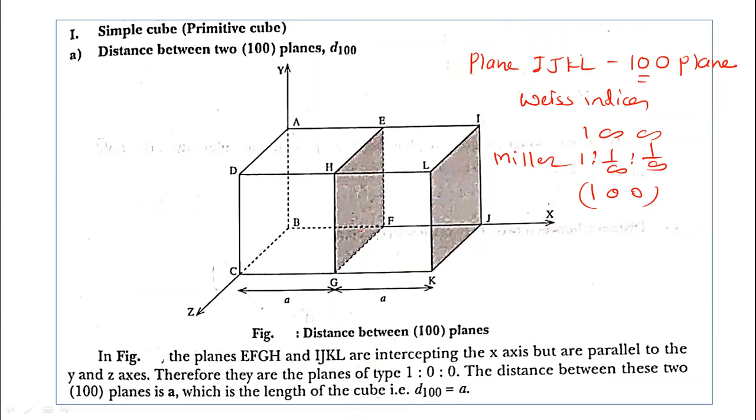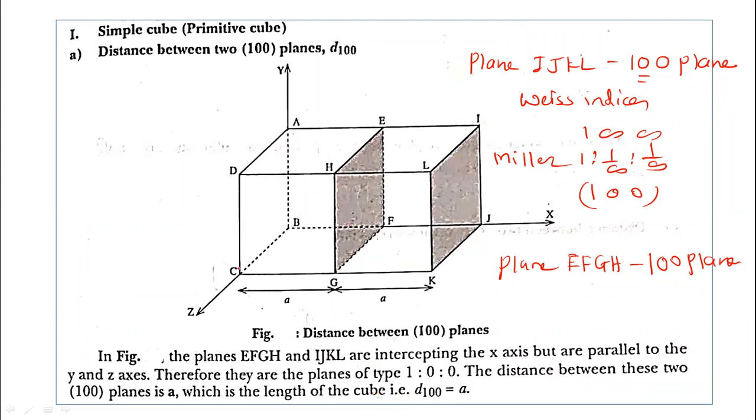Similarly, EFGH is also a 1, 0, 0 plane. Plane EFGH, it is a 1, 0, 0 plane. Okay. So it is also called a 1, 0, 0 plane. And we want to find out here the interplanar distance. That means the distance between the two planes.